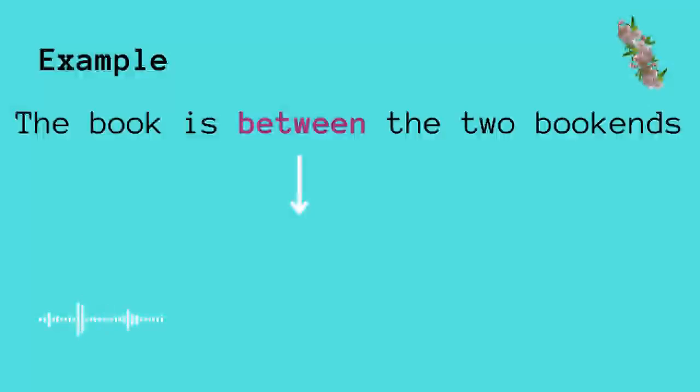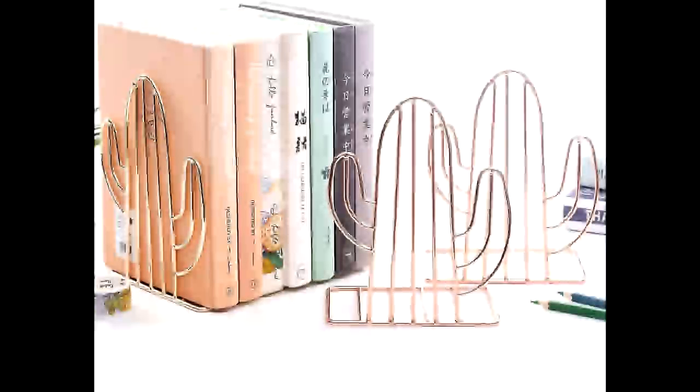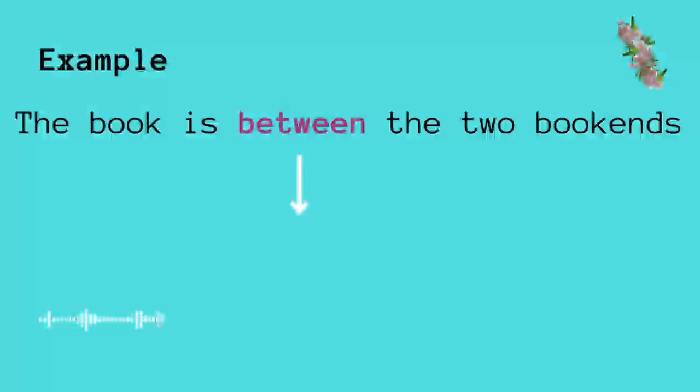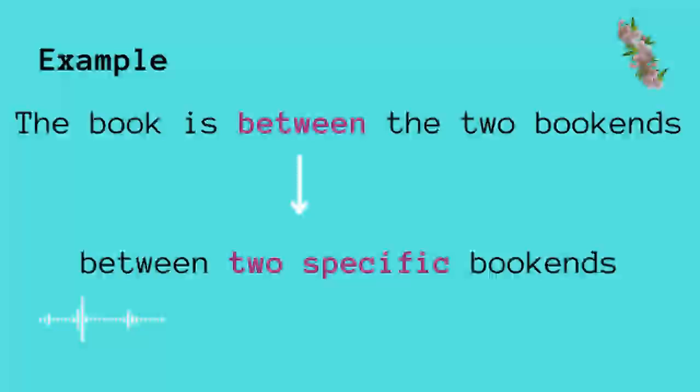Example number 1. The book is between the two bookends. What is the meaning of bookends? Support that is placed like in both sides of the book, as you see on the picture. This is basically called bookends. So back to the example. Why do we need to use between? Because we are speaking about two bookends. So we are referring to two things, and that is why we need to use between. As it says in the explanation, between here refers to two specific bookends.